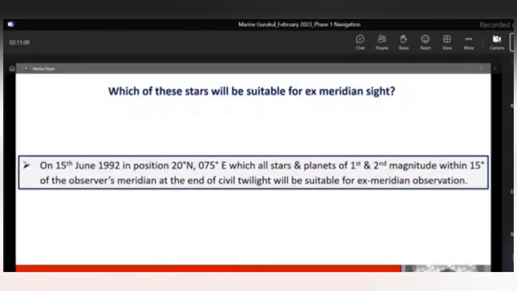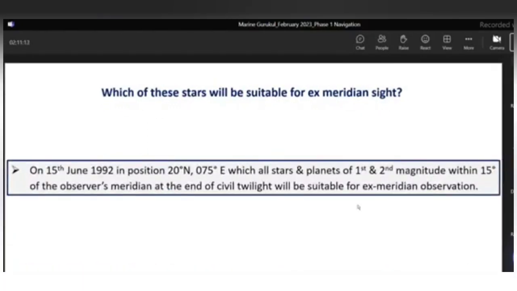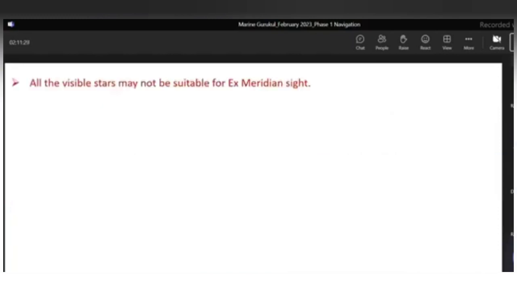Okay, great. Now we are able to move to ex-meridian. Let's see. I'm sure you can see that the first part of the question is the same as has been solved earlier. It's only that now we have to figure out which of those stars shall be suitable for ex-meridian observation. We know every visible star or planet need not be suitable for ex-meridian observation.